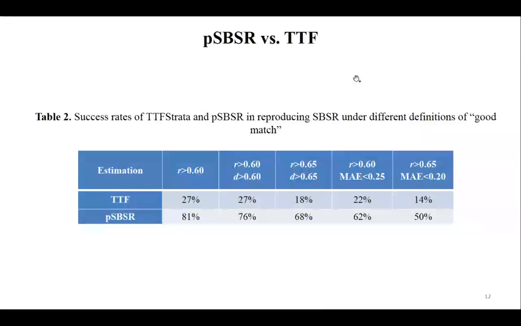And this table gives the percentage of sites with a good match for each method, and we use different definitions of a good match. Regardless of the definition of a good match, the corrected HVSR has a much higher success rate than the theoretical transfer function in reproducing the empirical transfer function.